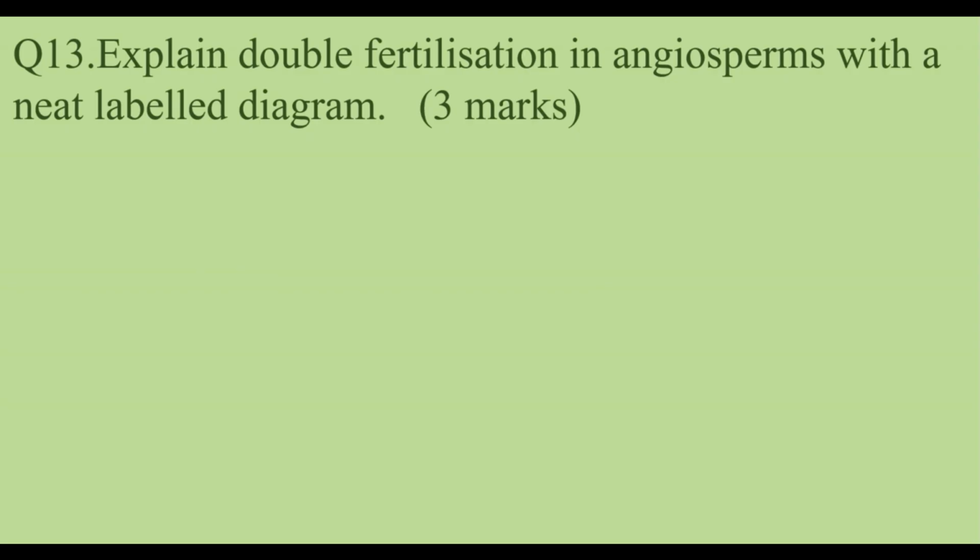This is for 3 marks. Explain double fertilization in angiosperms with a neat and labeled diagram. So we'll first know what is double fertilization. It's when 2 times fertilization takes place.